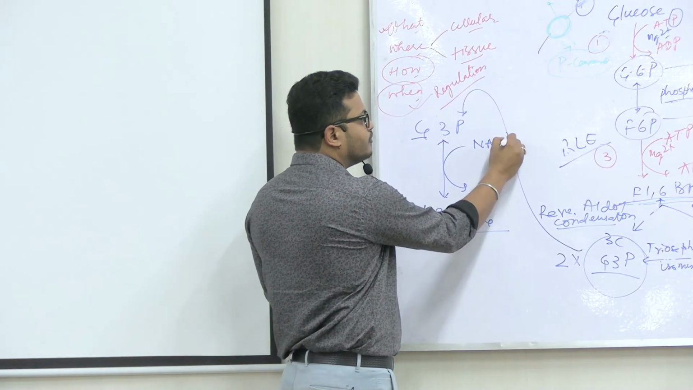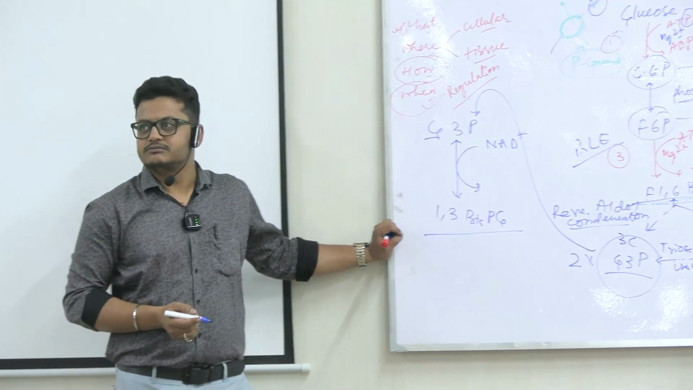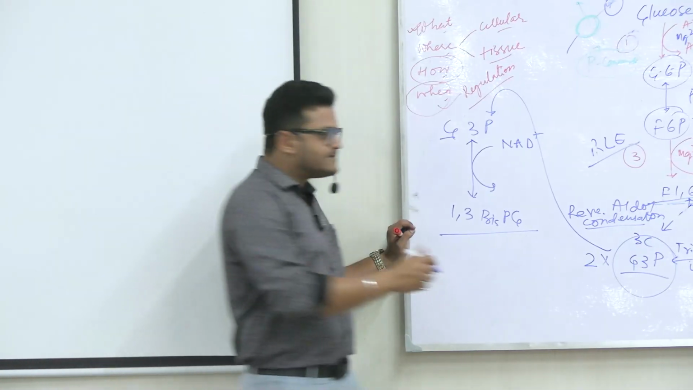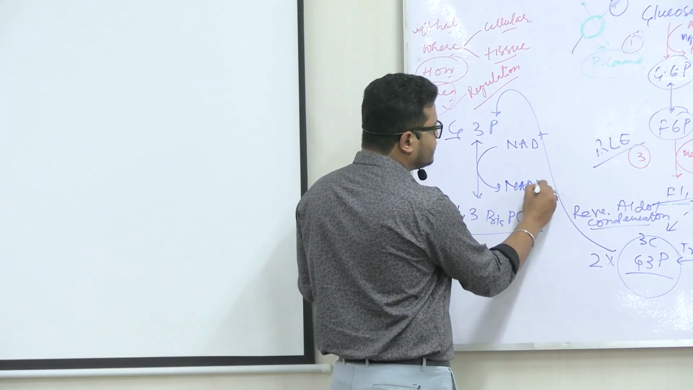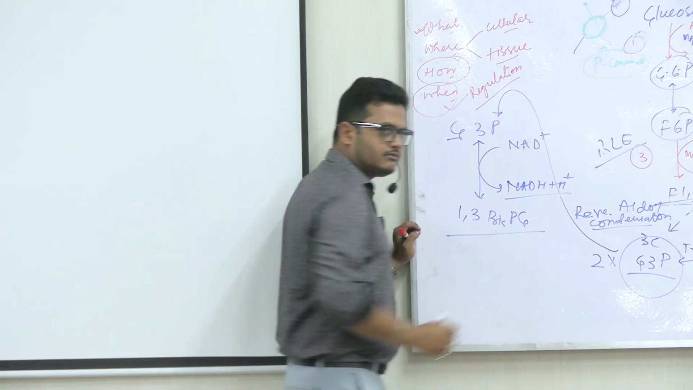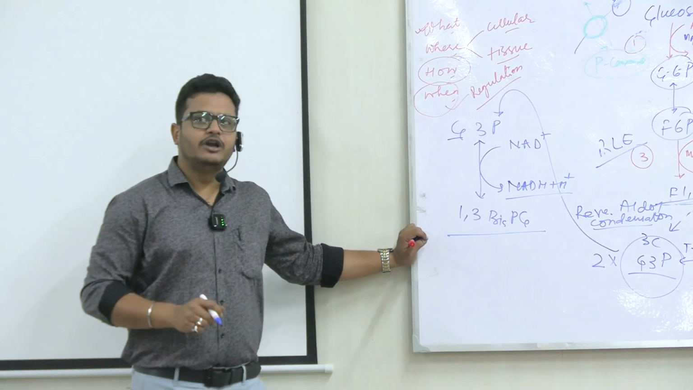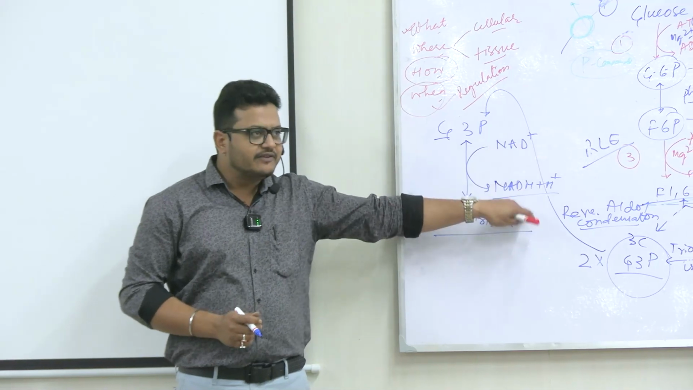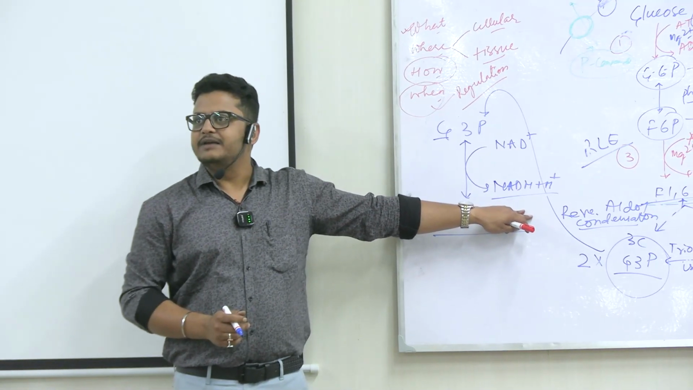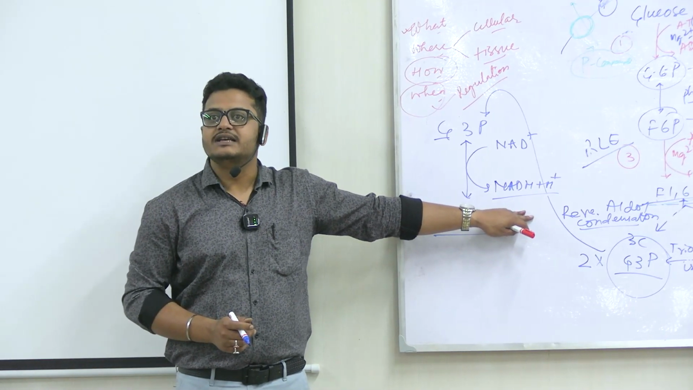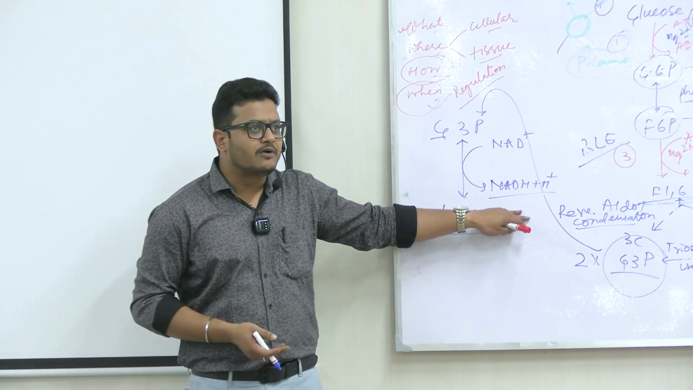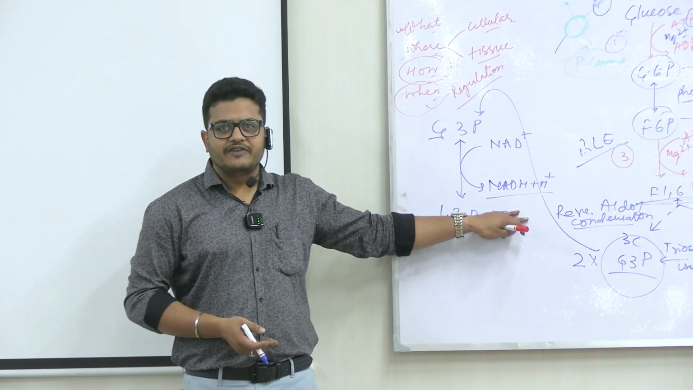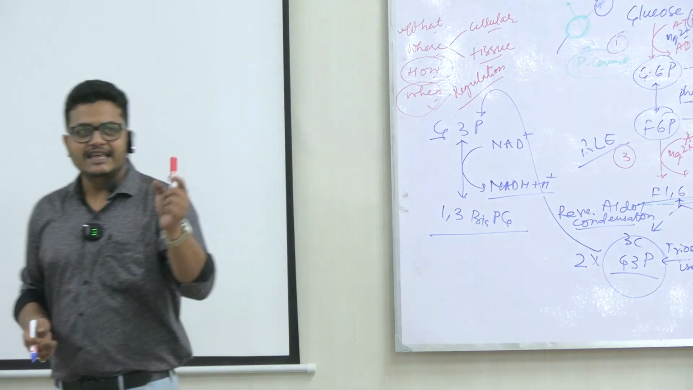The oxidized form is called NAD plus. Yes or no? It accepts the H plus and converts into NADH. What I have told you: if you see this sort of reaction, if you see the involvement of NAD or FAD, the enzyme name should be dehydrogenase. Why? Because oxidation means removal of H plus, which in terminology we call dehydrogenation. So the enzyme name should be dehydrogenase.